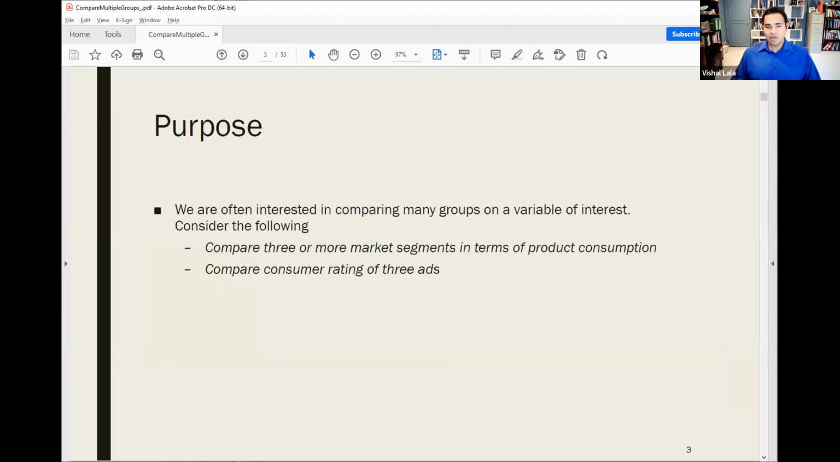We're often interested in comparing many groups across some metric variable. For instance, a researcher may be interested in examining the market-related behaviors across a few segments, or a researcher who is about to test a few ads for the Super Bowl may be interested in comparing response to the ads based on consumer rating.